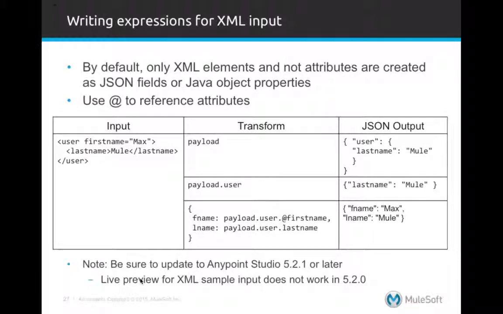If we do payload.user, we're going to receive just last name Mule, basically omitting that user container. And then below that, if we do first name payload.user @first name, we will be grabbing the attribute first name, which would of course include Max, and then just payload.user.last name would include Mule. Do note that we want to update Studio and make sure that it's currently on its newest version. Live preview for the XML sample input didn't work in 5.2.0, but assuming you did check for updates, as we talked about earlier, you'll actually be able to sample this stuff inside of Studio when we get there.